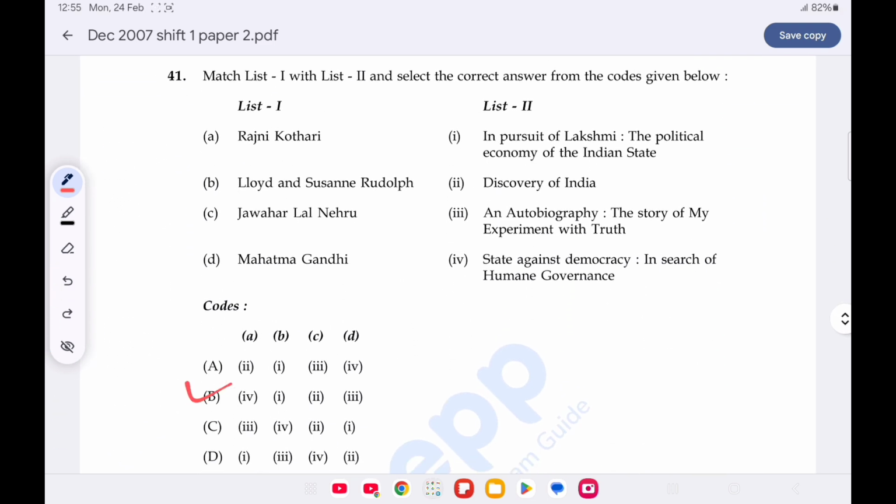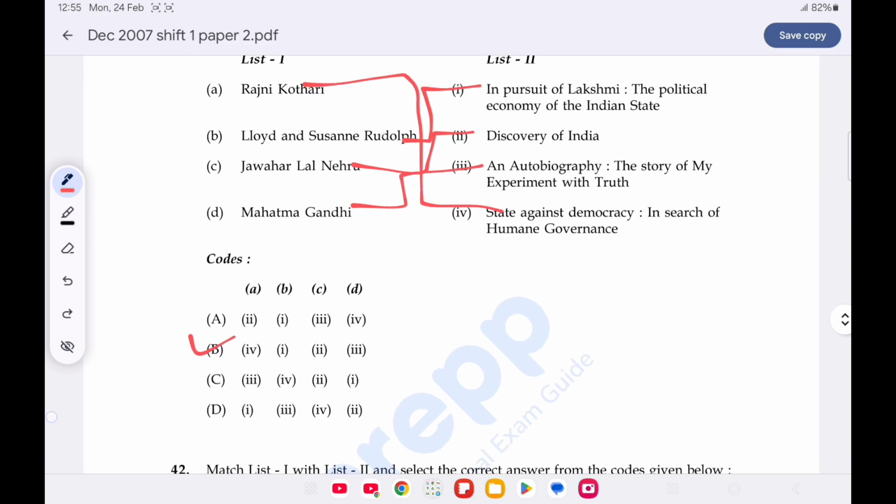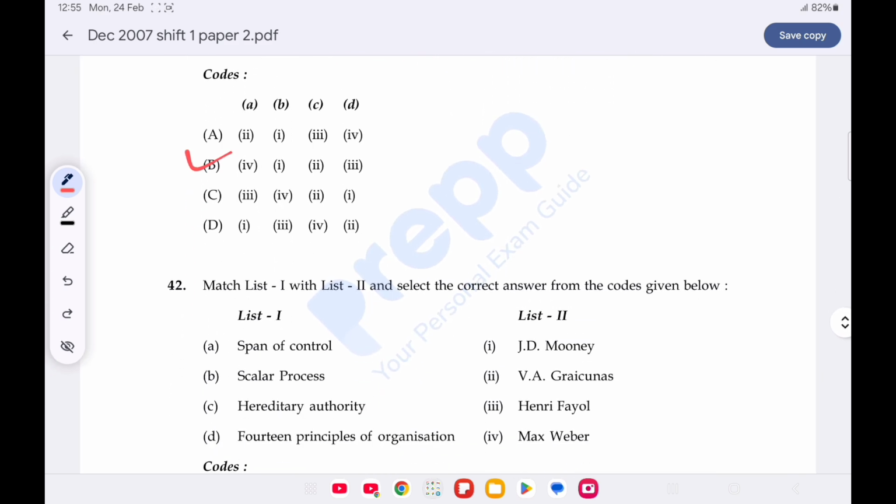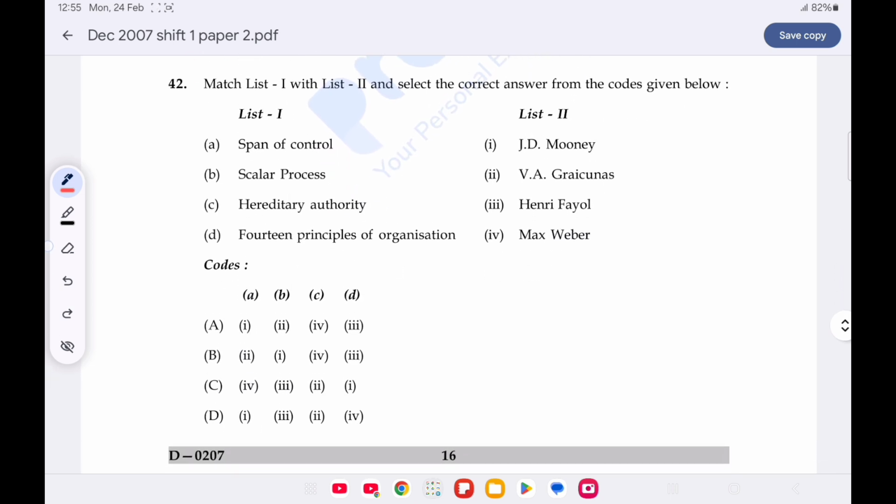Option B is correct. Rajni Kothari, State Against Democracy, In Search of Human Governance. Lloyd and Susanne Rudolph, In Pursuit of Lakshmi, The Political Economy of the Indian State. Jawaharlal Nehru, Discovery of India. Mahatma Gandhi, An Autobiography, The Story of My Experiments with Truth. Question number 42. Match the following.